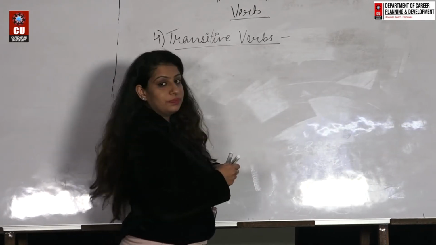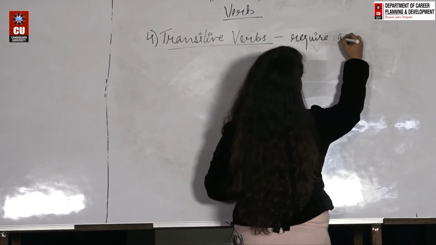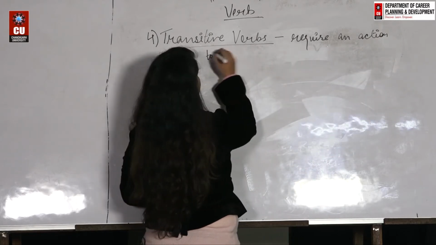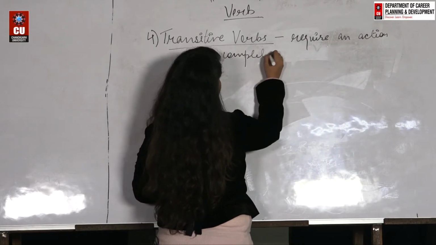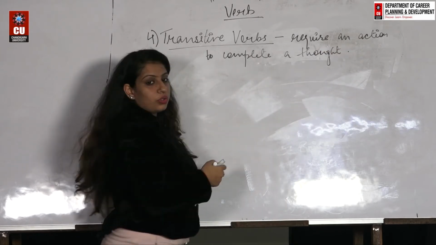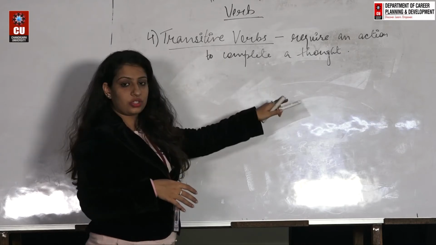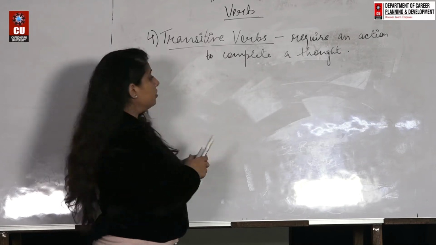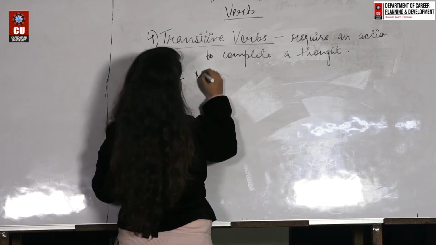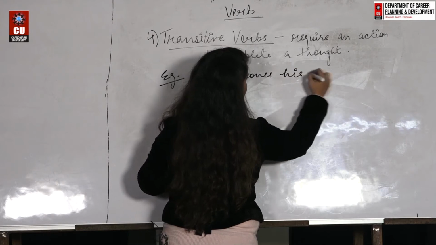In transitive verbs, we always require an action. Now why do we require action? To complete a thought. To complete a thought, we always require action, and in the sentences, if we do not add that action, then the sentence sense will go wrong. Example, Mohan loves his mother.